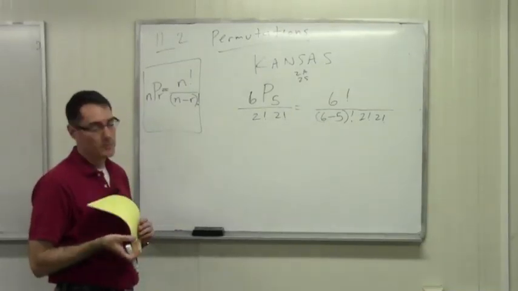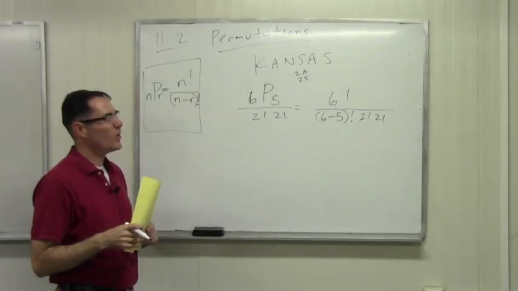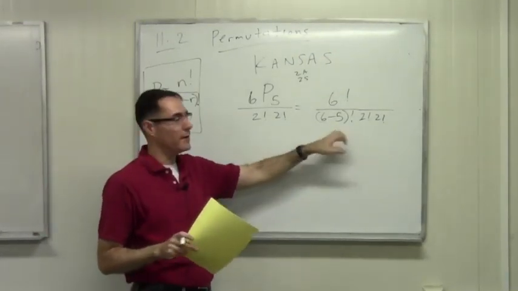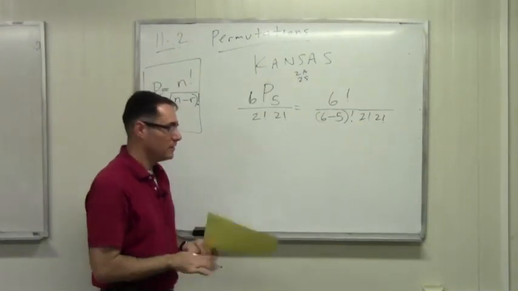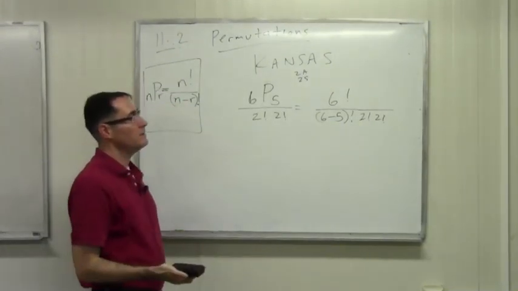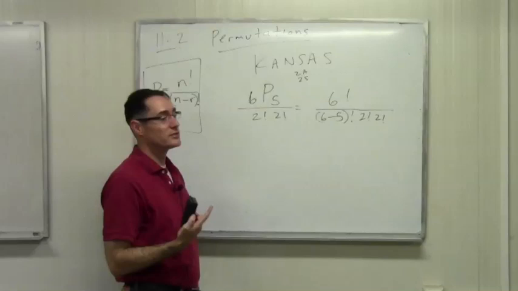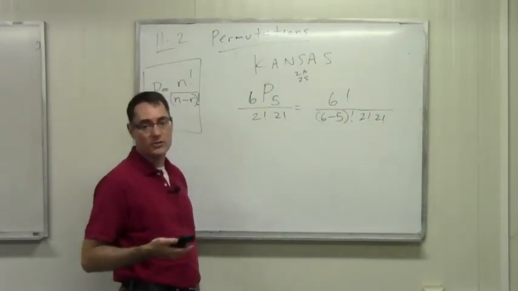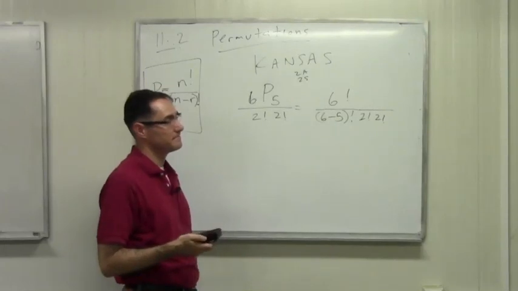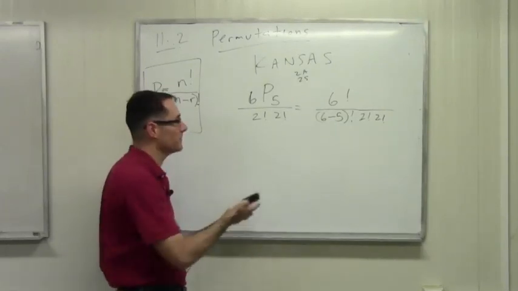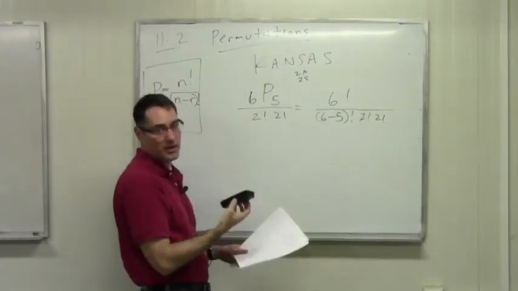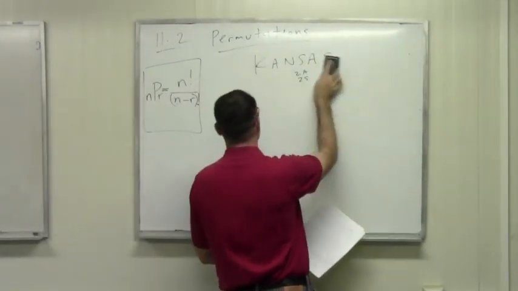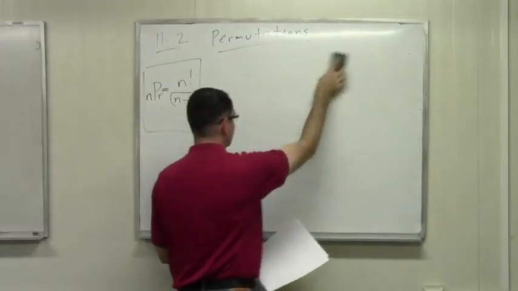Are they going to want the answers like this? I don't think they're going to want the answers like this. I think they're going to want the actual number. By the way, these things should always come out as an actual whole number. They shouldn't come out as fractions and things, because you can't make a fraction of a permutation, right? Okay.